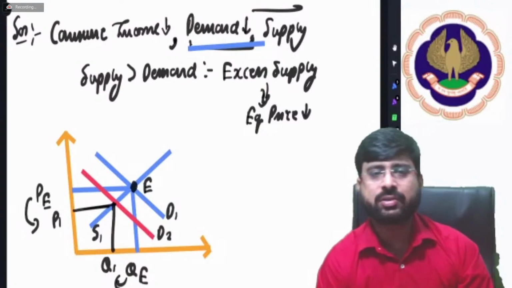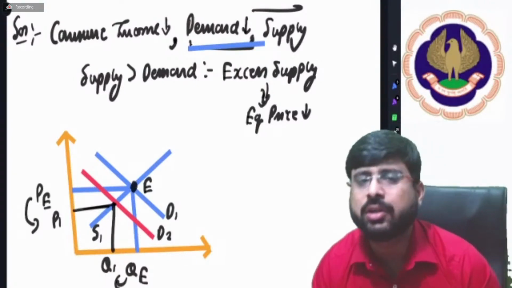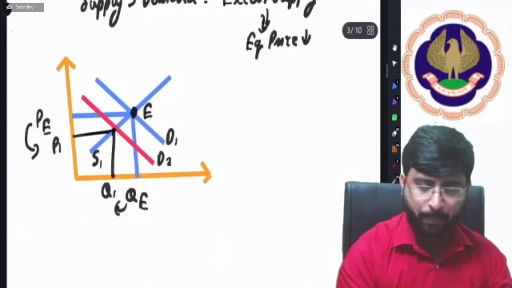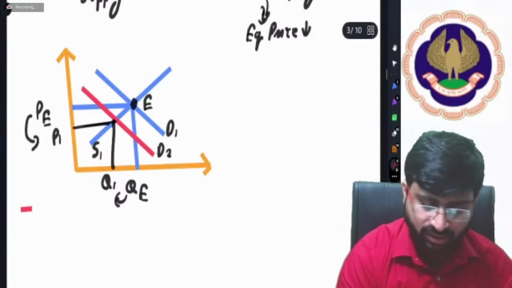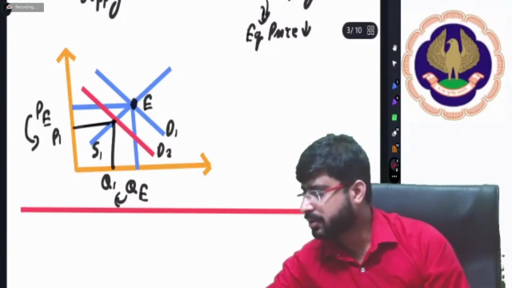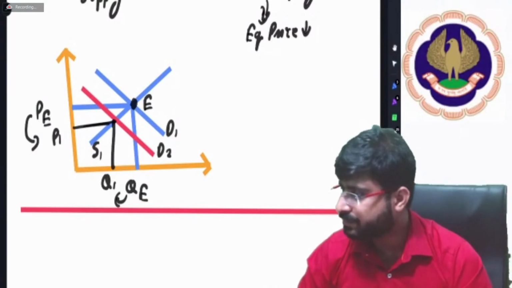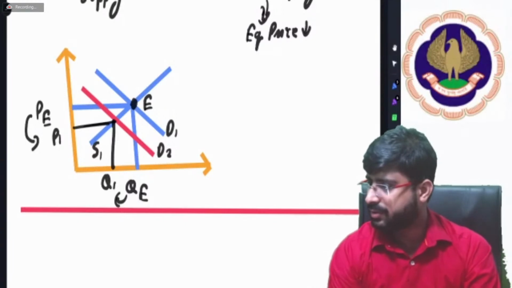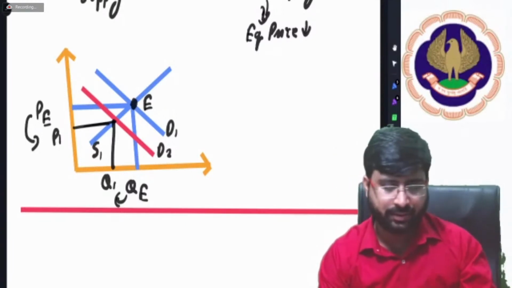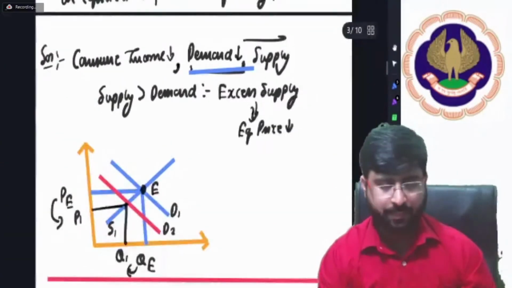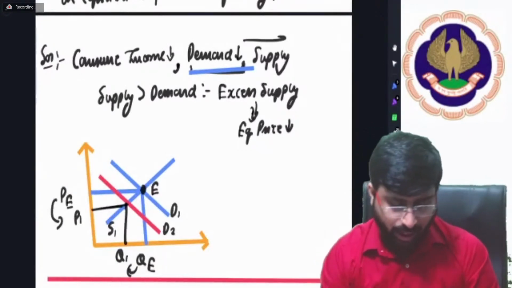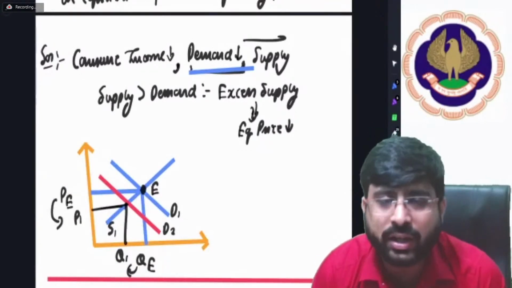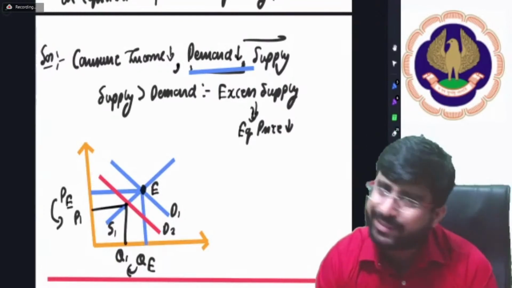My dear friends, are you understanding? Are you with me? Please confirm yes or no in the chat, everyone. Yes. Absolutely. So this has resulted in a fall in equilibrium price and equilibrium quantity.